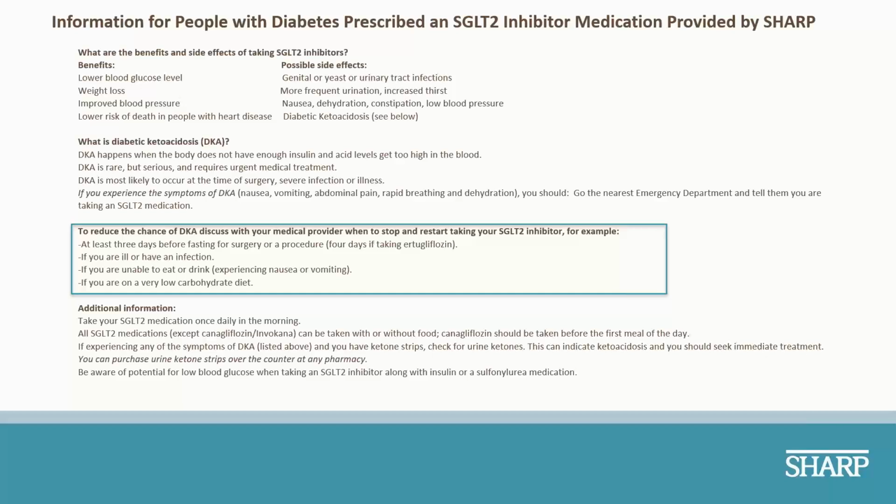We want to make sure they understand if they are ill or have an infection, they need to talk to their doctor, stop taking their SGLT2, as well as if they're unable to drink, eat, or if they're on a very low carbohydrate diet. This will basically further lessen your blood sugars, but we want to make sure that your level of acidosis is good.